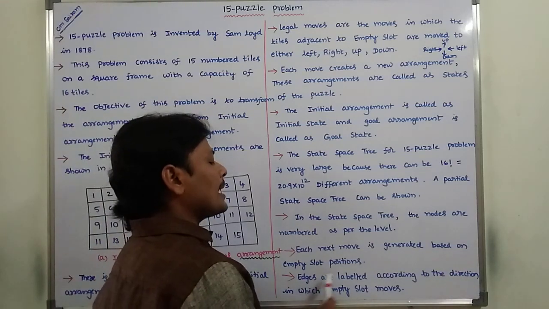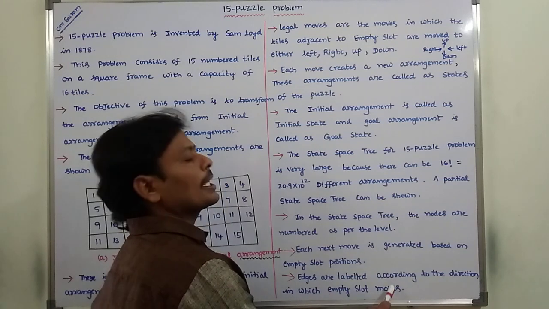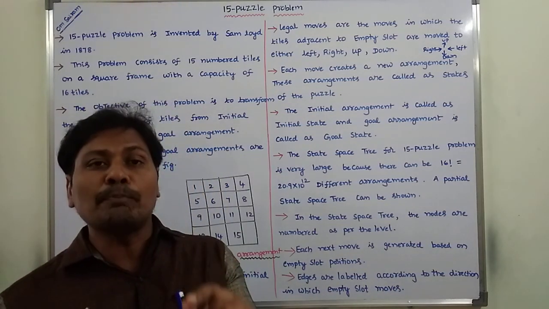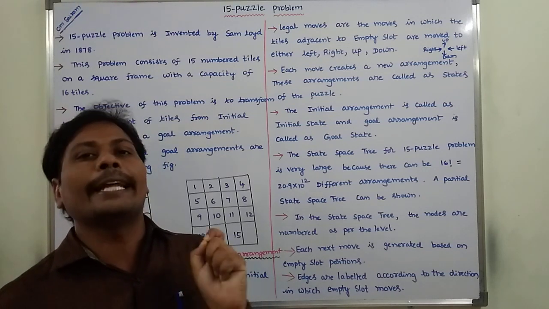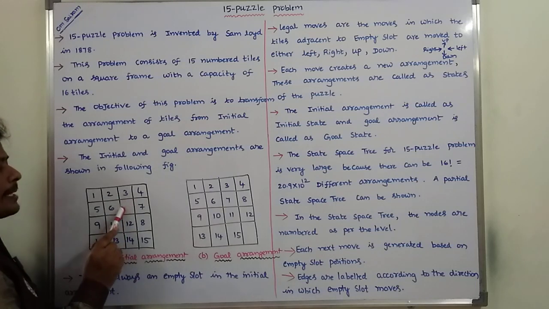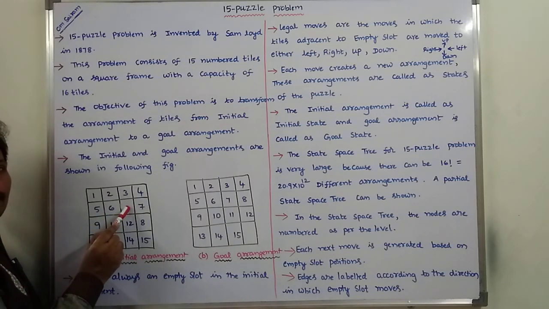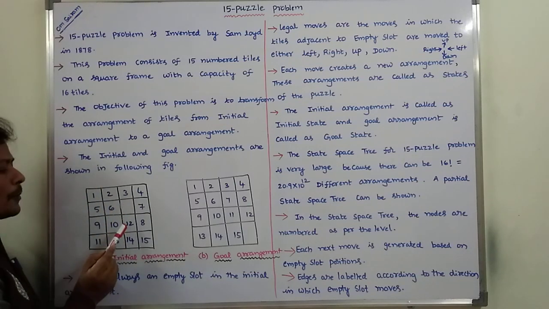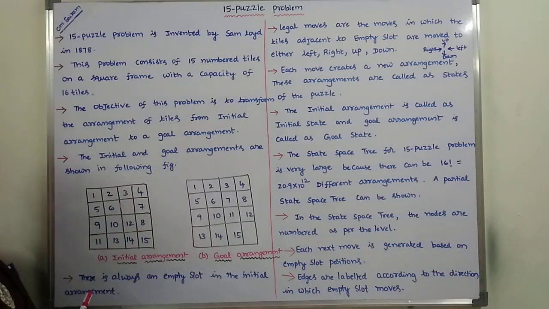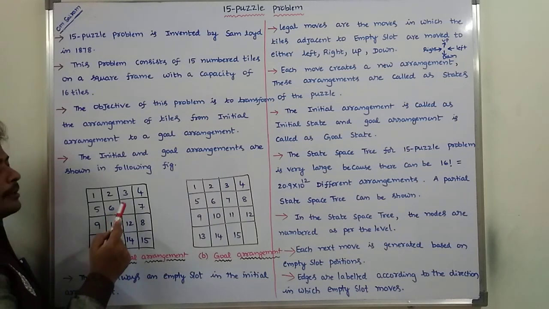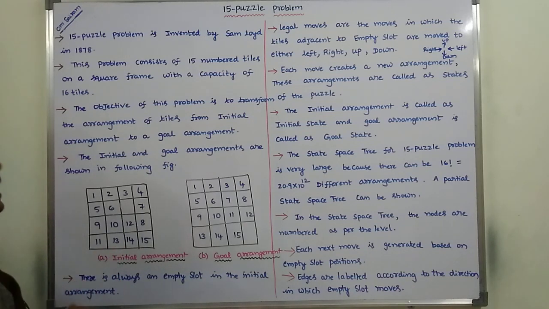Okay, that new arrangement is also denoted as one node. Next one, edges are labeled according to the direction in which the empty slot moves. So based on the empty slot movement, edges are denoted. For example, this is the empty slot. Suppose this empty slot can be moved down. 12 can be placed in this position and the empty slot can be inserted in this position. So according to the direction, we have an edge. The empty slot moved from this position to this position. This is a downward direction, so the edge is labeled as down, and one new arrangement occurs.